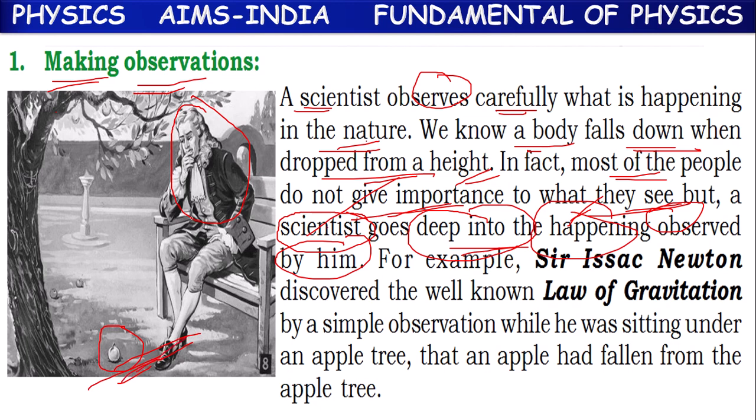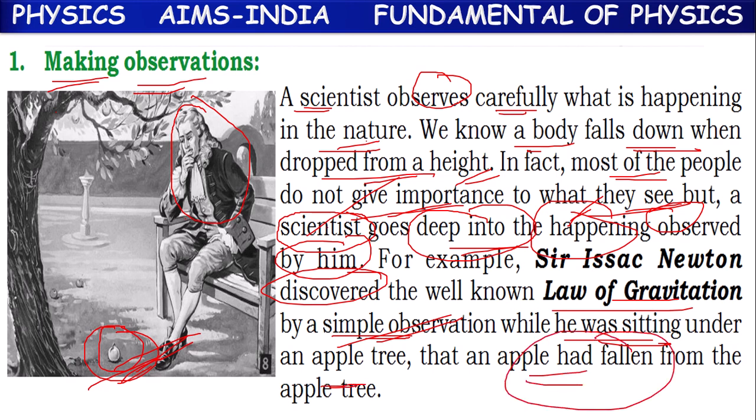So by this simple observation, the falling of an apple, Newton proposed the law of gravitation. He discovered a new law by simple observations. That too while he was sitting under an apple tree, an apple had fallen. Because of that simple observation, he found the law of gravitation. That is the special character of a scientist.